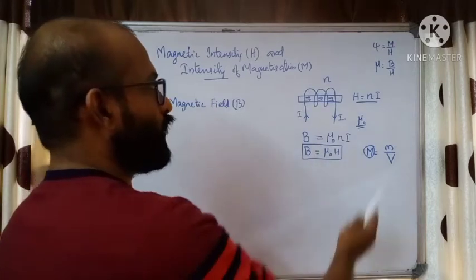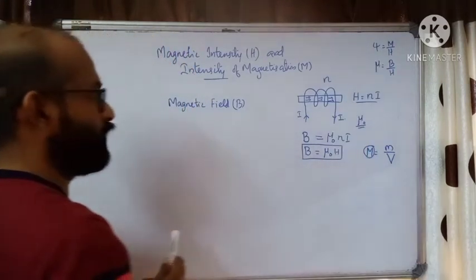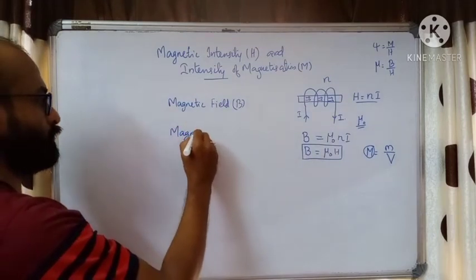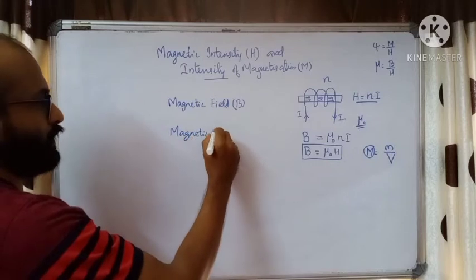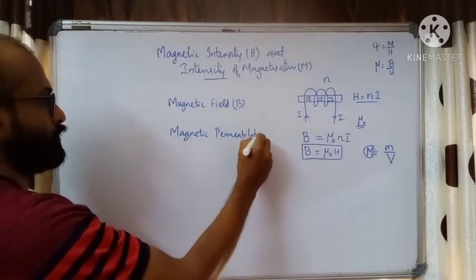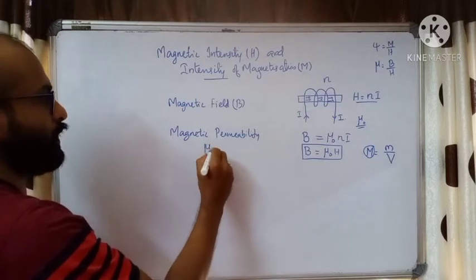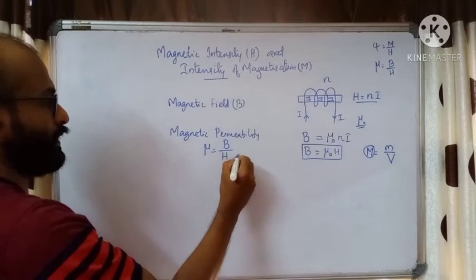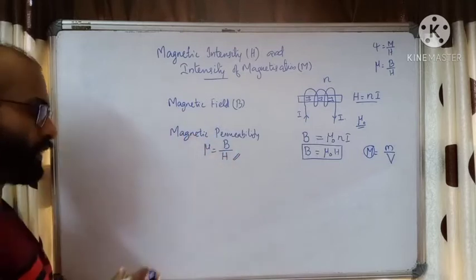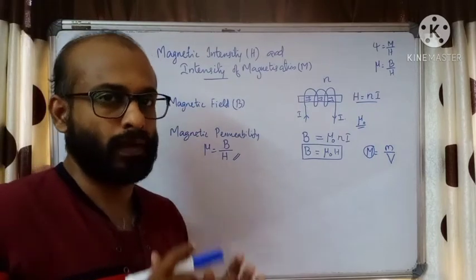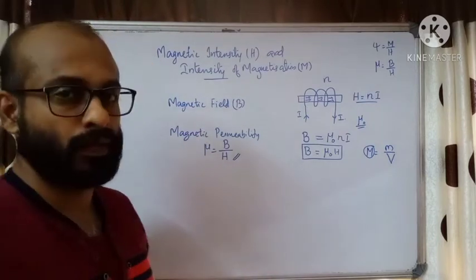Now we can see two more terms. What is magnetic permeability? Mu is the symbol. It is the magnetic field divided by the magnetic intensity. This ratio is called magnetic permeability. How easily magnetic field lines can pass through a medium is measured by magnetic permeability.